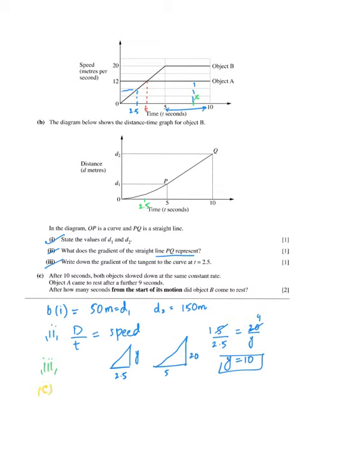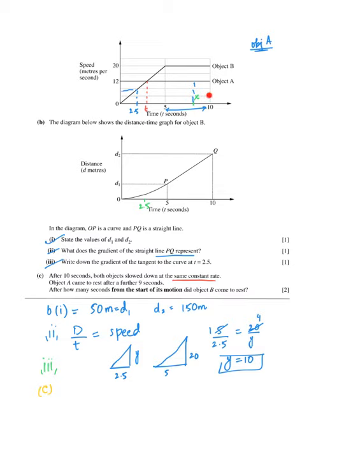Now, part C, that is a little bit different. It says that after 10 seconds, both objects slow down at the same constant rate. Now, the first important phrase is the same constant rate. And what does it mean? Let me show you what it means. If I talk about object A, and it says that after 10 seconds, right?